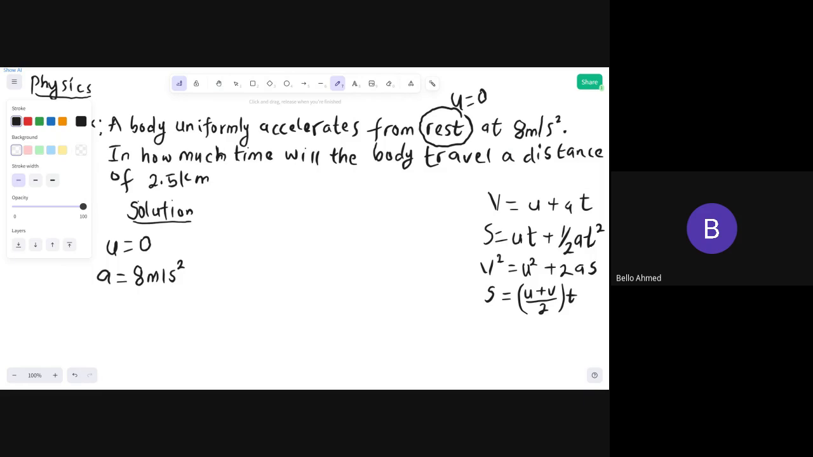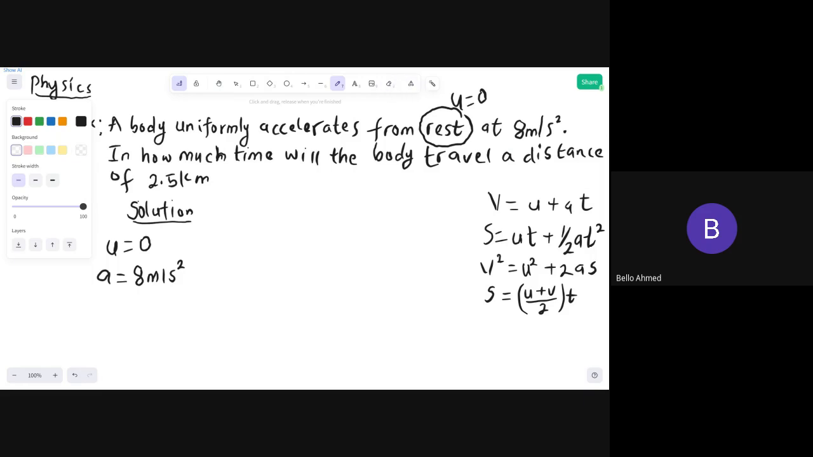Whenever you are trying to solve a question, know everything about it. The question says from rest. Some students don't even know that when they say from rest, u equals 0, so they complain that the parameters are not complete. So please note, whenever a body uniformly accelerates from rest, the initial velocity, which is u, is equal to 0. Please take note of that. Then at 8 meters per second squared, meaning that our acceleration is 8 meters per second squared.